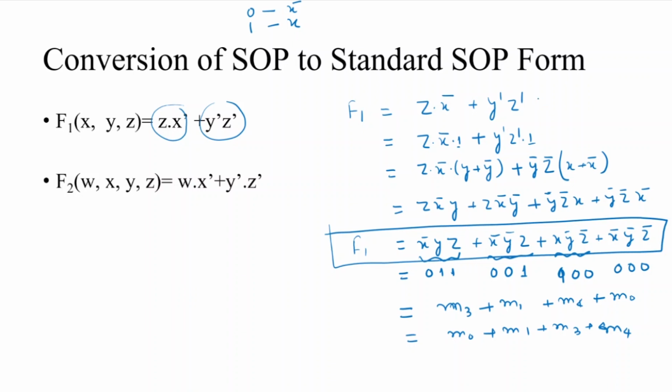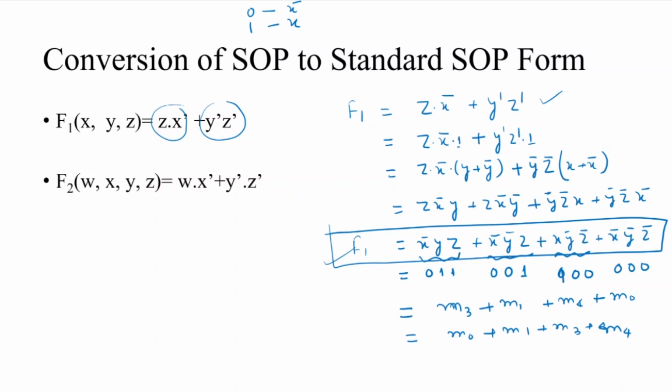And this one is in SOP form but not standard. Why? Because each of the minterms does not contain all the literals. With the help of Boolean laws, we convert an SOP into a standard SOP form, and here all the minterms contain all the literals, which means the function is in standard SOP form.